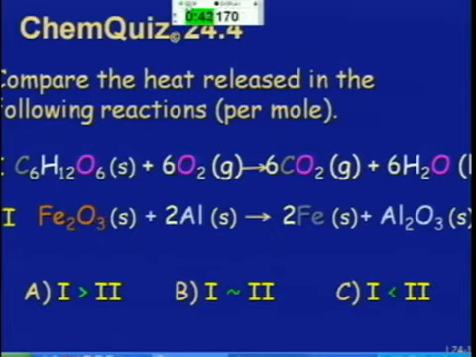So you have to calculate the energy of that reaction. Sum of enthalpy of formation of the products, minus the sum of the enthalpy of formation of the reactants.